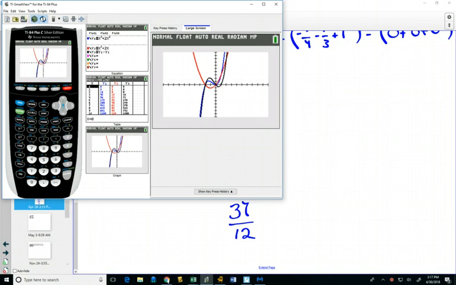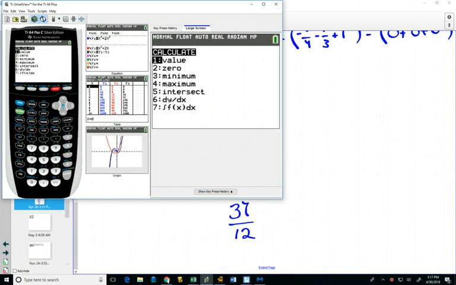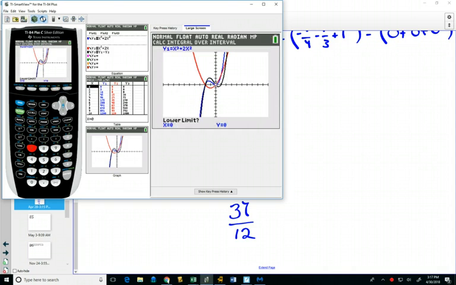And now with that black function, I can go second, calculate, number 7. And you've got to be careful here because notice that it's on y1. I can alternate between which function I want to use by just going up and down. I want to find the area from -2 to 0 on the black graph, because the black graph represented one subtracting the other. So I'm going to go from -2 to 0 on the black graph, and it shaded that section.